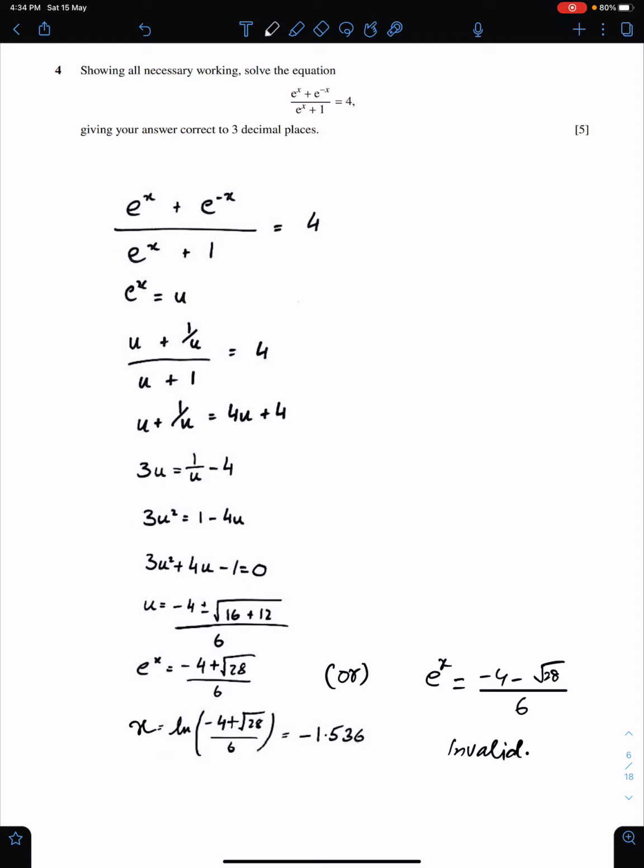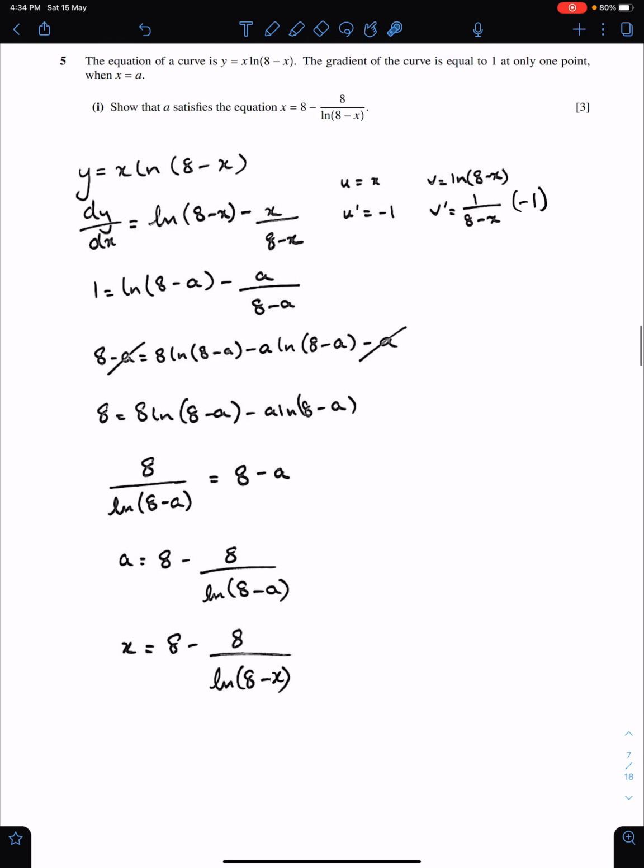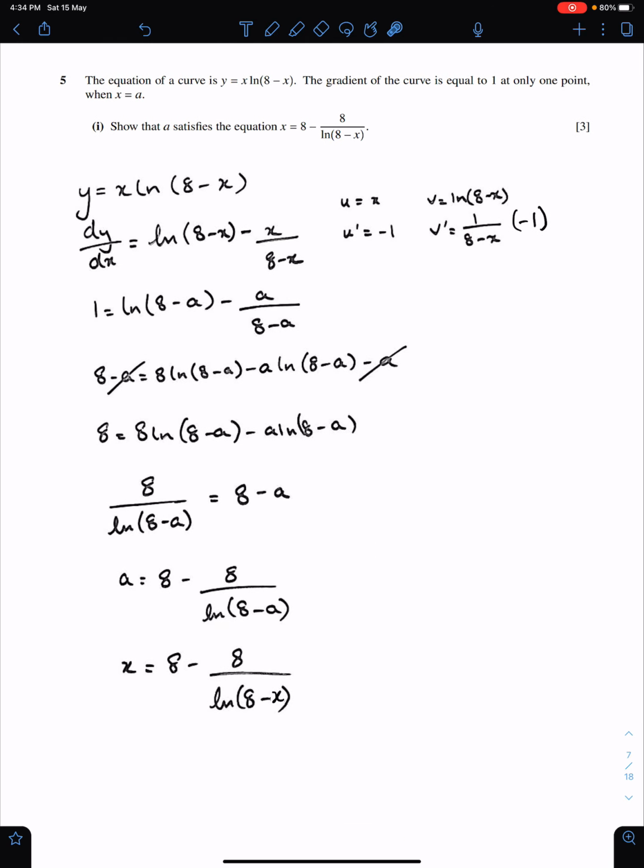X is minus 1.536. Next question, number 5. This is UV. The gradient of the curve is equal to 1 at only one point. When x is a, show that this thing. So with the help of the UV rule, UV prime, VU prime, we can easily differentiate this function.